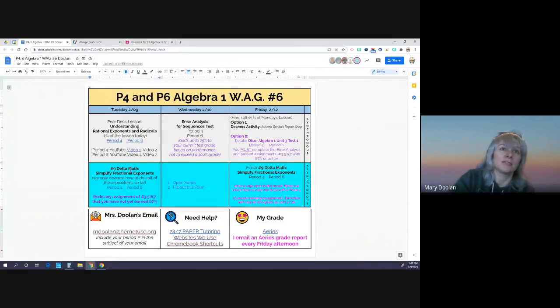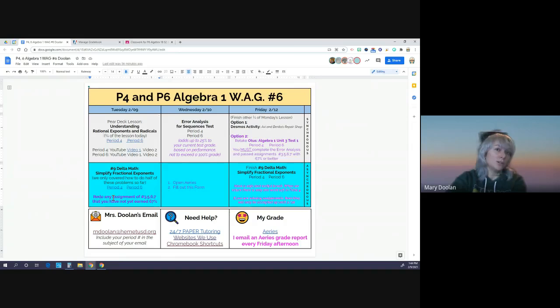looking at our week at a glance, you have 2 things. So you could start working on the Delta Math assignment. Although we're only covering how to do half of the problem so far, maybe you want to move forward in the Pear Deck and try to figure it out on your own. But this assignment for Delta Math number 9 will not be due until Friday at the end of the day. So you can start this one and see how it goes.